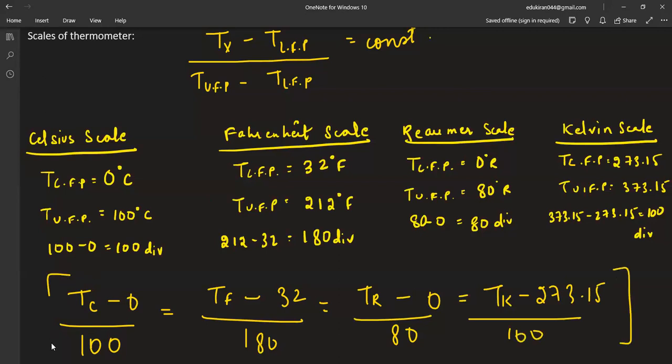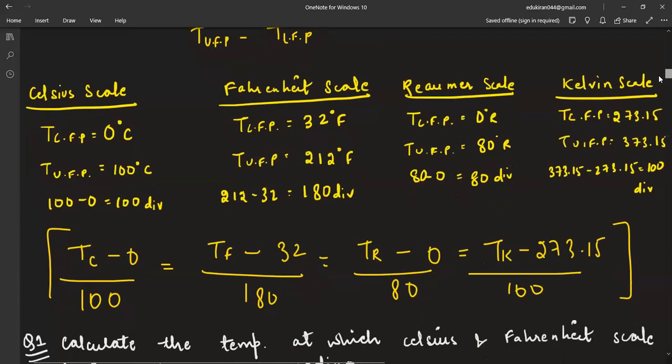This you will be using. Now in your question, one of them will be missing and the other will be given, so you can just equate. Suppose Fahrenheit is given and Celsius is missing. Just use this portion of the relation and you will get the value of the Celsius scale. I'll show you a question also. First, write down the concept of thermometry, all the upper and lower scales, then we'll discuss a question.